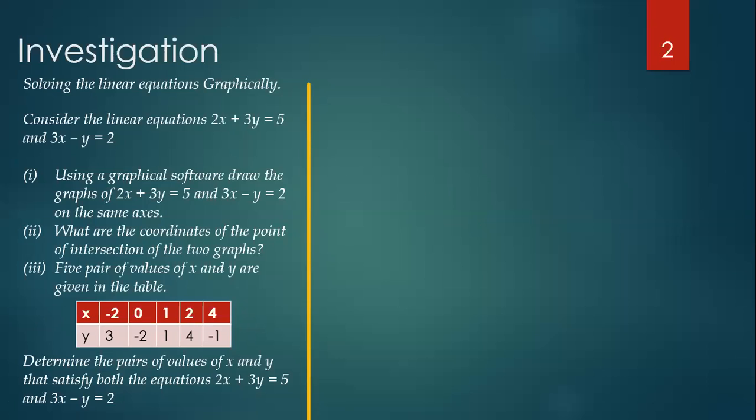Consider the linear equations 2x plus 3y is equal to 5 and 3x minus y is equal to 2. Using a graphical software, draw the graphs of 2x plus 3y is equal to 5 and 3x minus y is equal to 2 on the same axis, and then find the coordinates of the intersection points. We are also given the values of x and y in the table, and using these values, we are going to plot a graph on the graphing software. So let's get started.